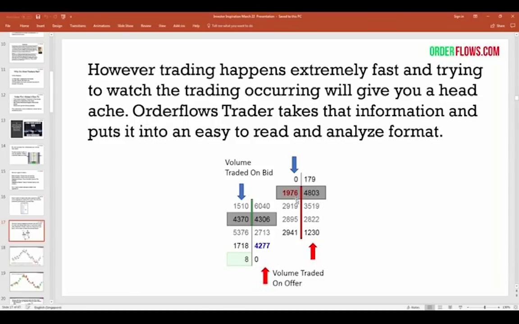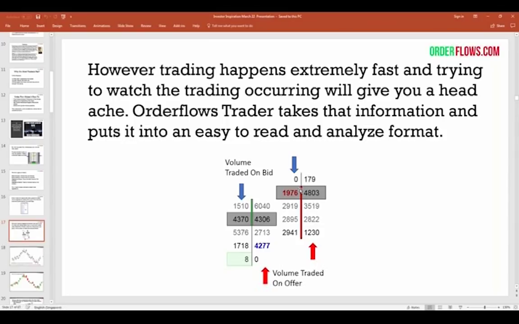So if, for example, you have a selling imbalance here, 1976, it's a red number, versus the offer at 179. So you had 179 lots aggressively bought versus 1976 aggressively sold. This is a ratio of more than 4 to 1, 400%, which indicates a selling imbalance. Now you can adjust the ratios. The market standard tends to be 400%. You could use any number you want. 400% is a good starting point for many people.